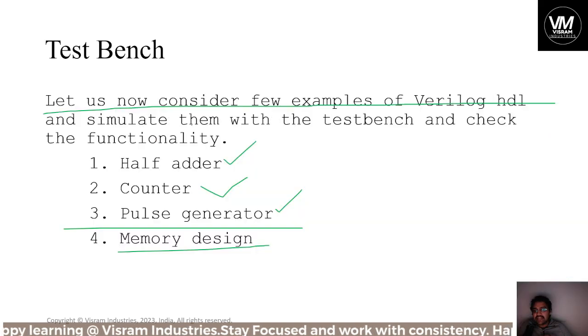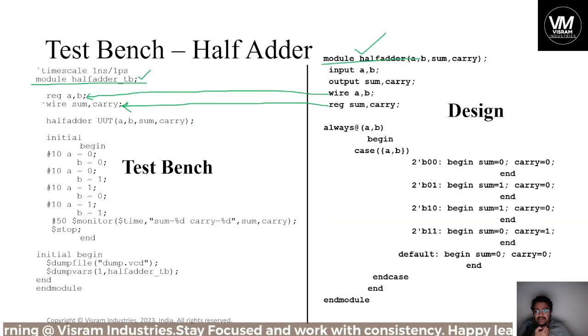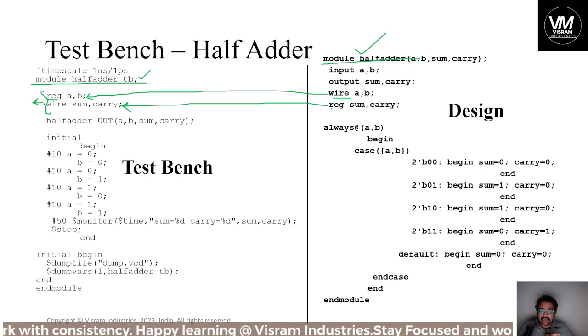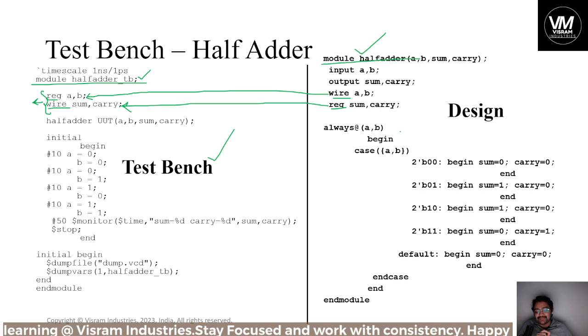Whenever we write a test bench, it is a definitive condition you need to follow: whatever in the design you mention as wire can be named a register in the test bench, and a register should be a wire. It is a must-follow rule. Understand? Now I am explaining the test bench. Our main area of focus for today's session is the test bench, not the design. So registers and wires. And why did I use timescale?